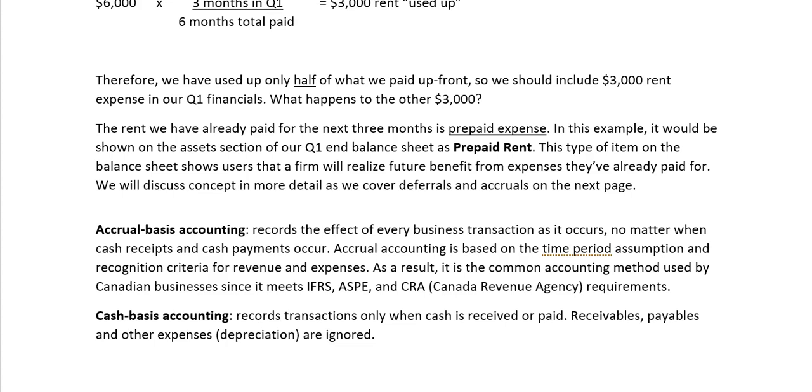So accrual basis accounting records the effect of every business transaction as it occurs no matter when cash receipts and cash payments occur. Accrual accounting is based on the time period assumption and recognition criteria for revenue and expenses. As a result, it is a common accounting method used by Canadian businesses since it meets IFRS, ASPE, and CRA requirements. Cash basis accounting records transactions only when cash is received or paid. Receivables, payables, and other expenses, such as depreciation, are ignored.